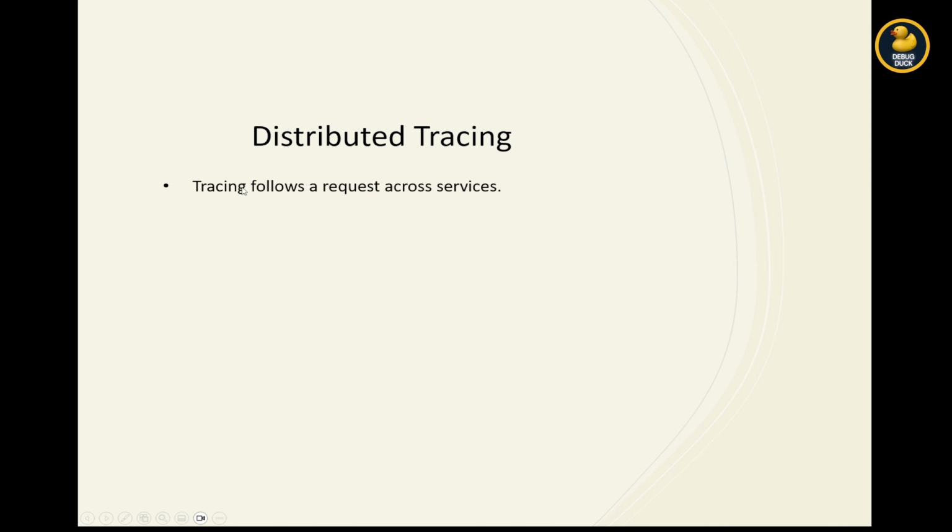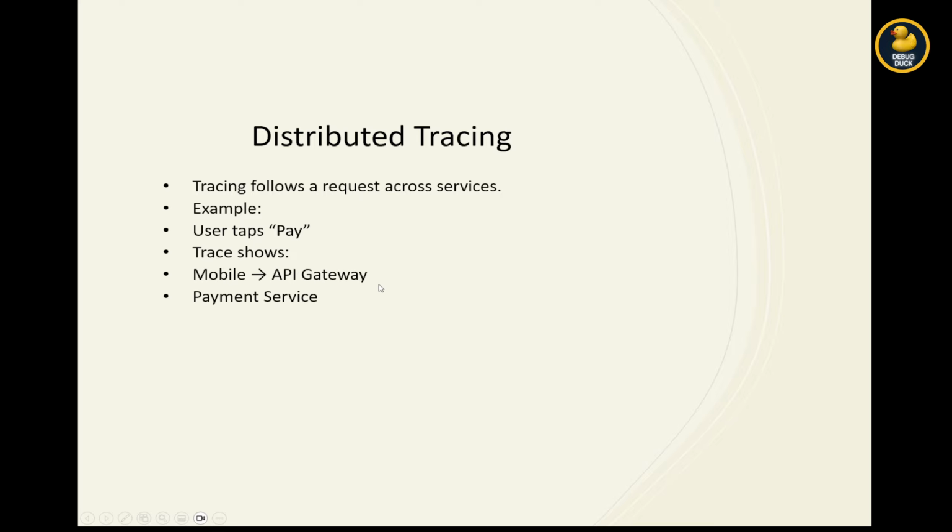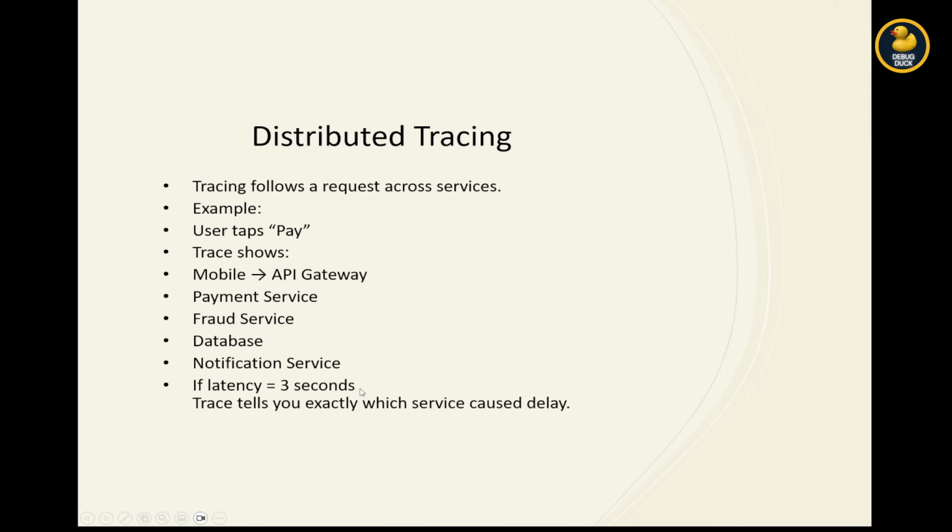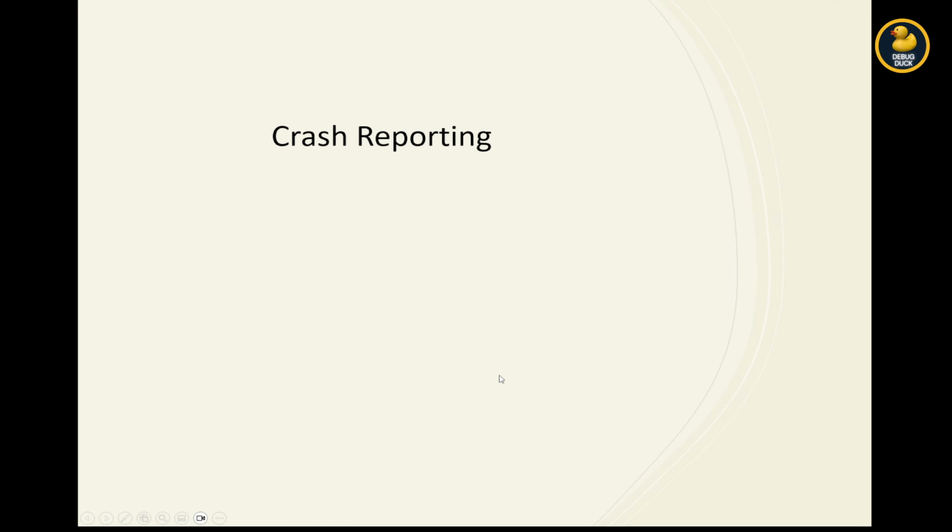Distributed tracing. Tracing follows a request across services. For example, when a user taps a pay button, the trace shows mobile, API gateway, payment service, fraud service, database, notification service. If latency equals 3 seconds, the trace tells you exactly which service caused the delay. Used heavily in microservices environments.